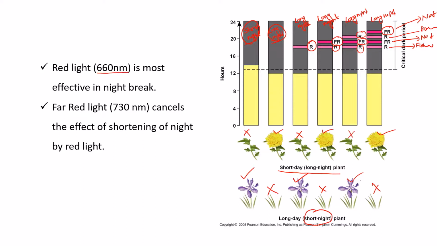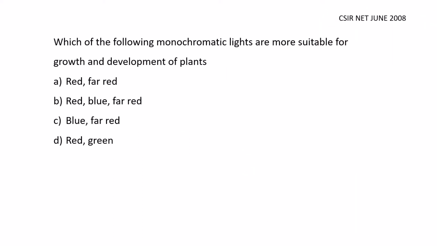So next we can discuss some questions. This is the question from CSIR NET June 2008. Question is, which of the following monochromatic lights are more suitable for growth and development of plants? Options are option A, red far red, option B, red blue far red, option C, blue far red, option D, red green. Without any doubt, we can say that the correct answer is option B, red, blue and far red. So you have to remember that under blue light and red light, plants grow the best. Okay. So the correct answer is option B, red, blue and far red.